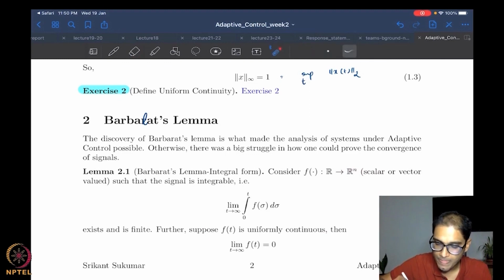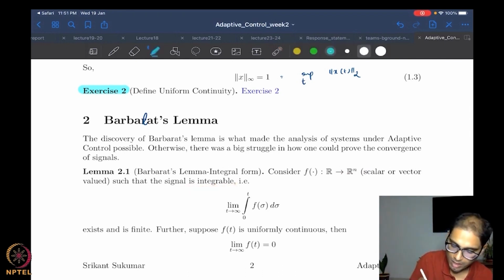So scalar input, typically time again. We are always talking about time as an argument here because we're talking about convergence in time. As time goes to infinity, good things happen or signals go to zero. That's really what we want to prove again and again in this course, or for that matter, in most nonlinear systems courses. So if we consider a function which is taking a scalar input time and gives out a vector, such that the signal is integrable.